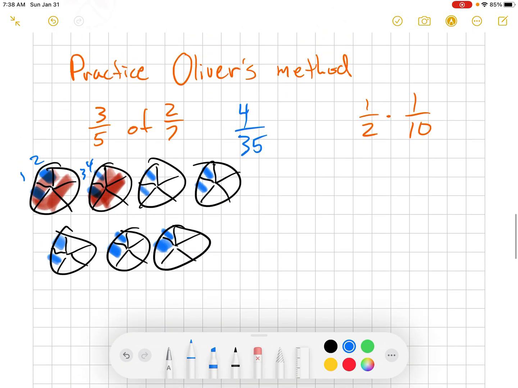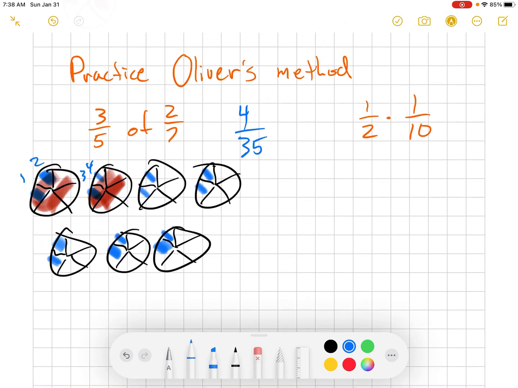What did I mess up? 3/5 of... Oh, that's because I never did the 3/5. Did I? I did 2/5. There's 3, and I've got to shade each of those in. There we go. 5 and 6, and that would then change this to 6. Good thing we had a chance to go back and check, right?